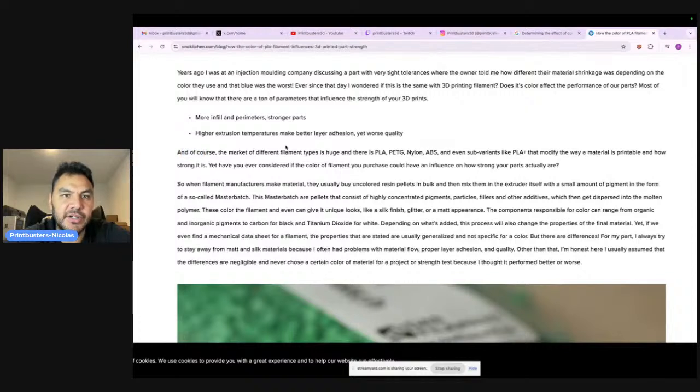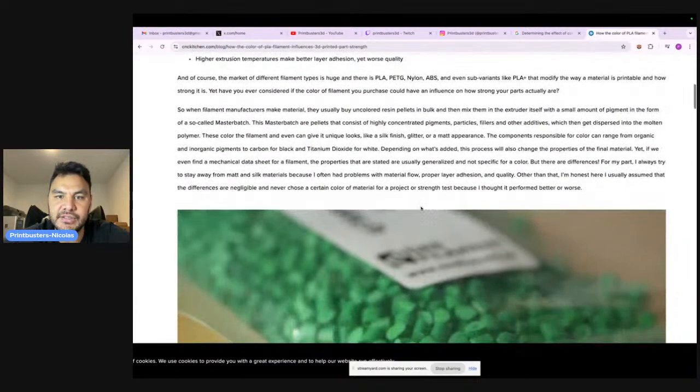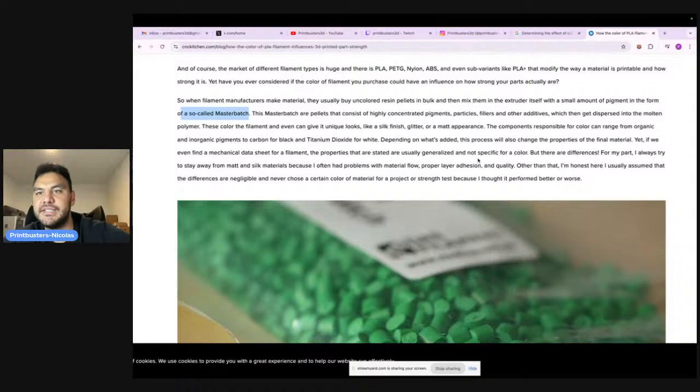And of course, the market of different filament types is huge. There's PLA, PETG, nylon, ABS, and even sub-variants like PLA plus. Yet, have you ever considered the color of the filament? So that's what we're going to talk about. When filament manufacturers make material, they usually buy uncolored resin pellets in bulk and then mix them in the extruder itself with a small amount of pigment in the form of so-called masterbatch. One thing I learned is that there's a difference between pigment and dye, and you can use both.